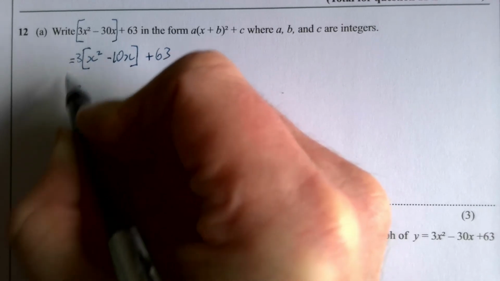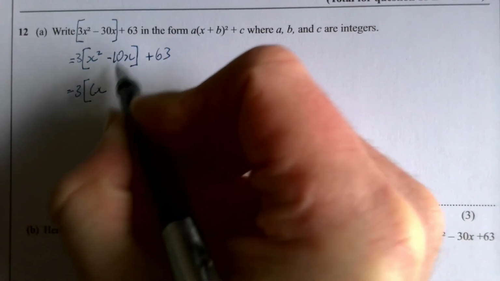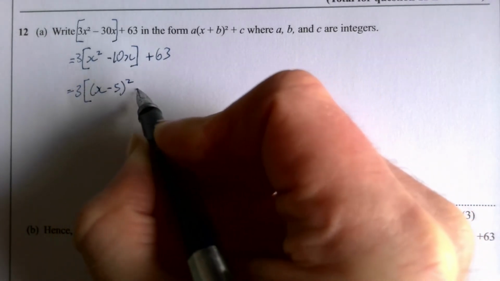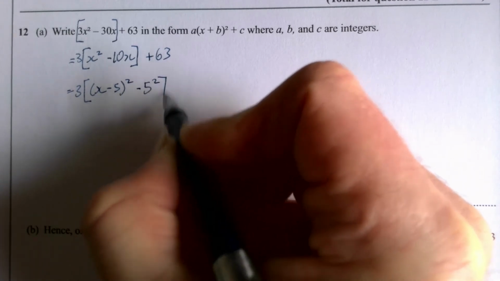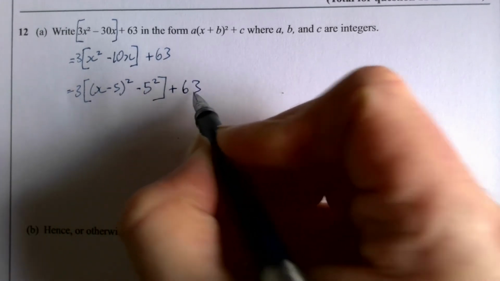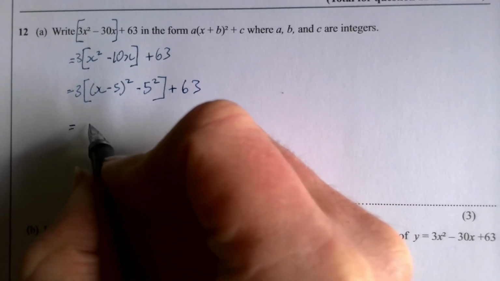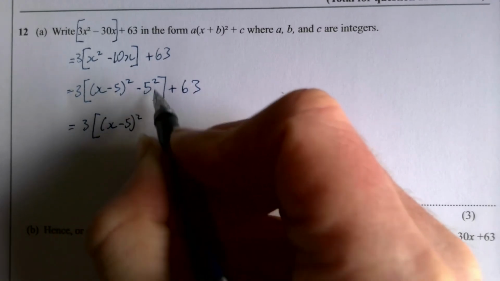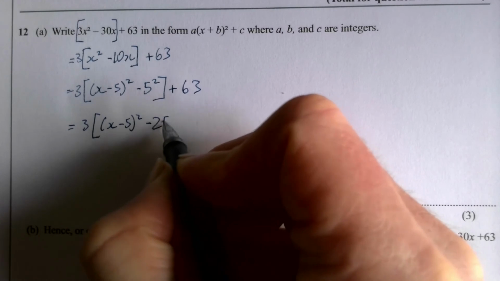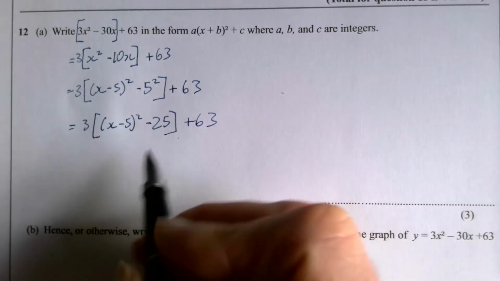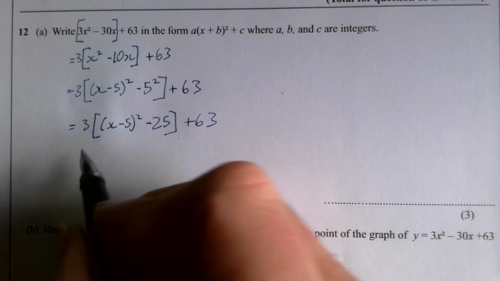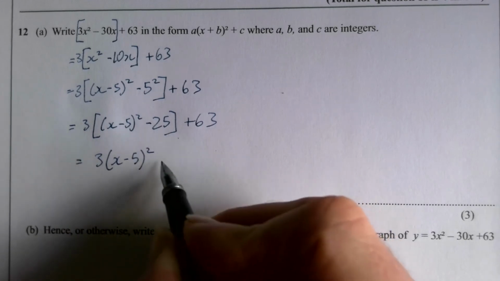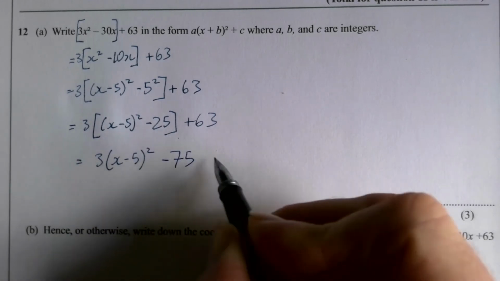Then we do our halving and putting it into a square bracket, but that's going to give us a 25 we don't want, so we're going to have to take that 5 squared away at the end, and we've got the plus 63. Then just one step at a time, we square the 5 to give us 25 plus 63, and then you've got to remember to get rid of this square bracket. So we're multiplying that by 3, but we must also multiply the negative 25 by 3.